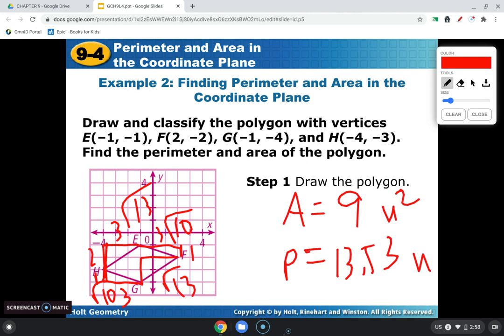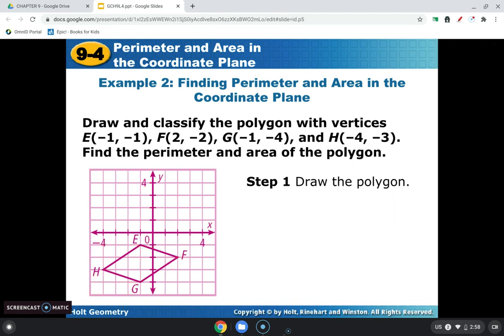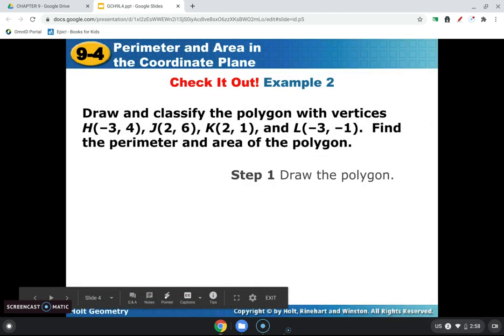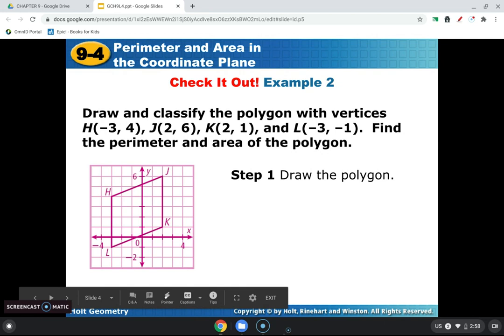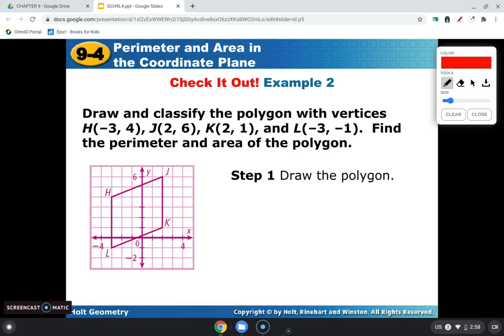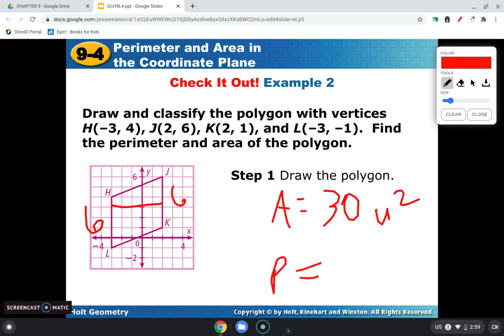2 pairs of opposite sides are congruent. All right, let's try that again. So you draw the polygon. This one's a little easier when they give you sides like this. So it's a parallelogram, so we can see that that's 6 by 5. So for the area, we take 6 times 5, which is 30 units squared. Well, that's going to be a little easier for the perimeter too, since that's also 6. So that's 2 and 5. Also 2 and 5 at the bottom.